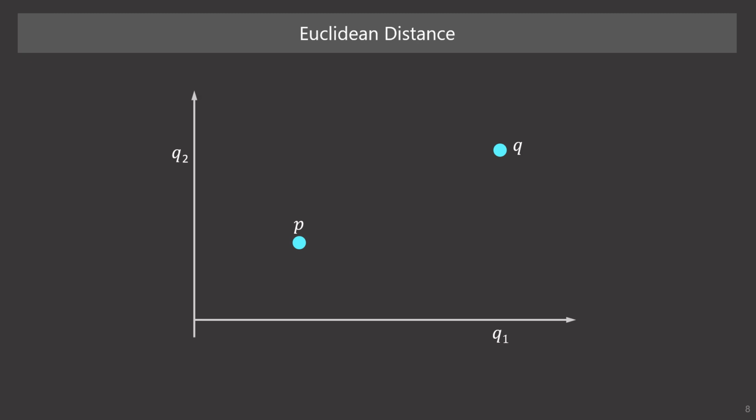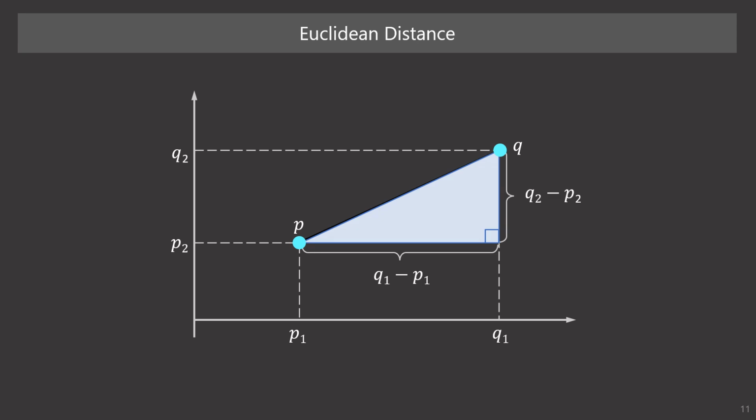For example, let's compute the Euclidean distance between the point P and point Q. The point P's x-coordinate is P1 and its y-coordinate is P2. The point Q's x-coordinate is Q1 and its y-coordinate is Q2. If we connect the point P and Q by a straight line, we can create a right triangle. What we want to know is the distance between P and Q. That is, the length of the straight line, PQ.